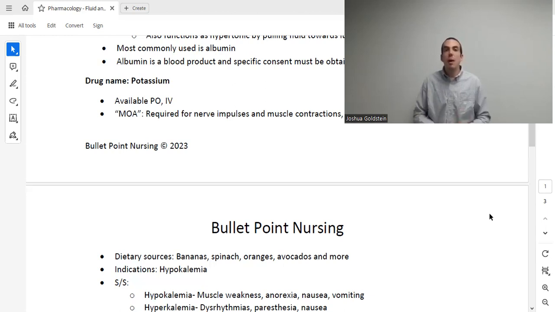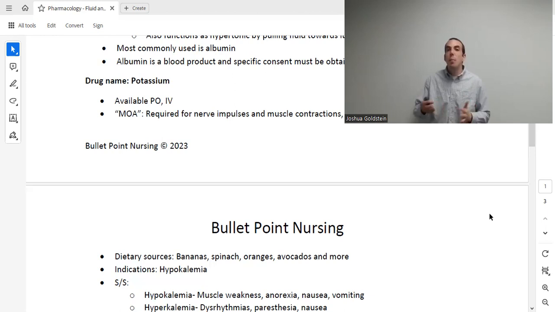Moving on, let's talk about potassium. So potassium, for starters, is available PO, it's available IV, and it's available in our diet. So what's the mechanism of action, quote unquote, of how does the body use potassium? Well, it uses it in a ton of different ways, and I'm not going to go through all of them. It uses it for nerve impulses, it uses it for muscle contractions, it uses it for a whole bunch more.